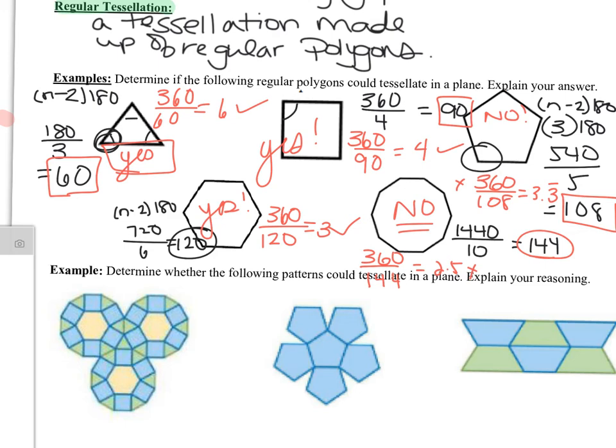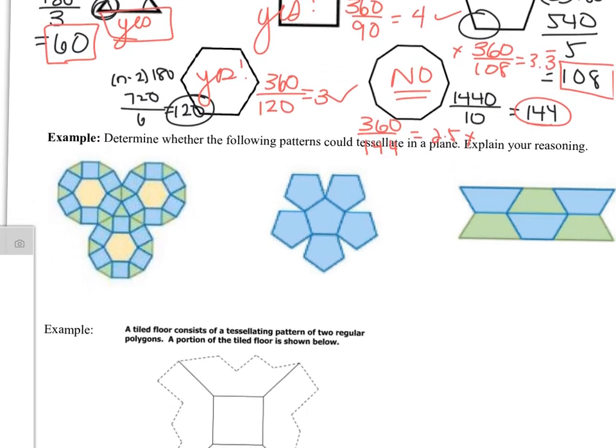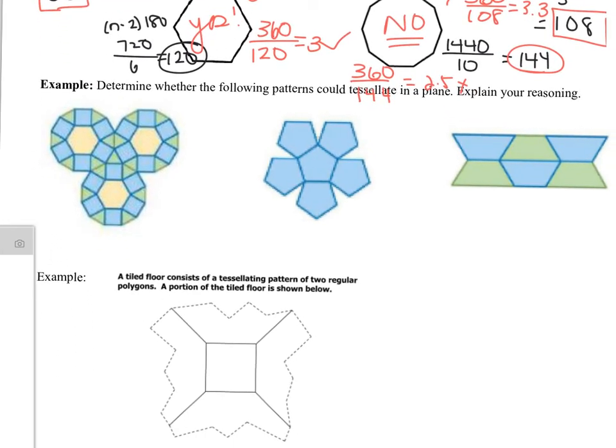So that's all you really need to know about tessellations. Now, if we go down and look at these problems, this is determine whether the following patterns could tessellate in a plane. Explain your reasoning. If I look at this first picture, how do I know it's a tessellation? Well, because there are no gaps and no overlaps. So I would say yes, because there are no gaps and overlaps.